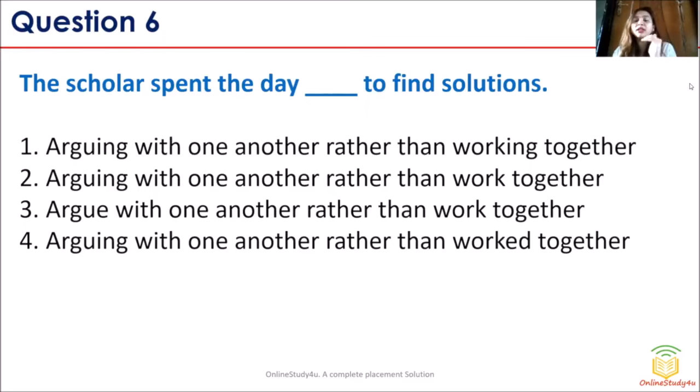Wherever you see every statement, arguing is the first thing that begins. So arguing will stay. But what is going to be the later half of the sentence? Now we have done something called parallelism, that the sentence structure needs to remain the same. According to the rule of parallelism, if it is arguing with one another, it also has to be rather than working with one another. It cannot be work or worked. So the correct answer is the scholars spent the day arguing with one another rather than working together.